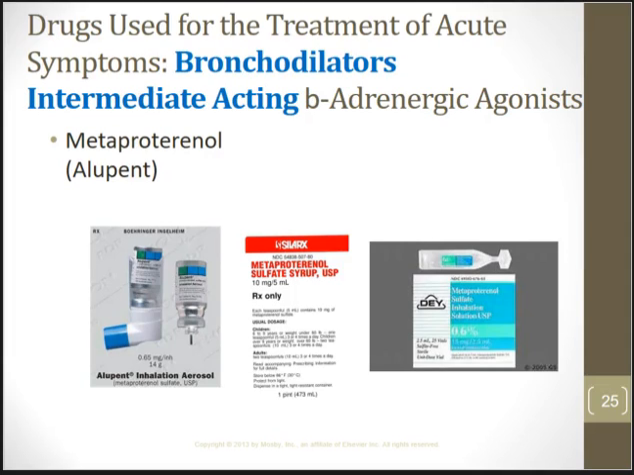Your intermediate acting bronchodilator, adrenergic agonist: metaproterenol, which goes by the brand name Alupent. That comes as a metered dose inhaler. Metaproterenol, see, sounded like a look-alike. You're not paying attention. It's easy to say the wrong thing. Metaproterenol also comes as a syrup, and it also comes in a nebulizer component.